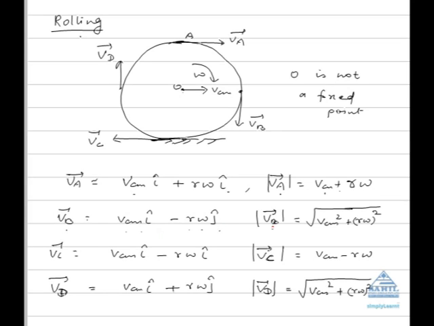That is, the magnitude of VB is given by the square root of v center of mass squared plus r omega squared. And velocity of C, means velocity of the bottom point, is given by v center of mass i cap minus r omega i cap. Means its magnitude is given by v center of mass minus r omega. Again, the velocity of point D is given by v center of mass i cap plus r omega j cap, and the magnitude of VD is given by the square root of v center of mass squared plus r omega whole squared.